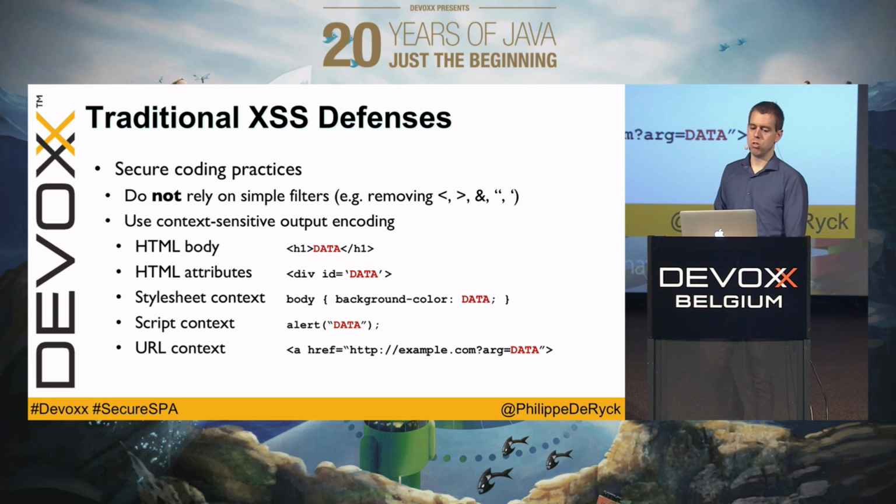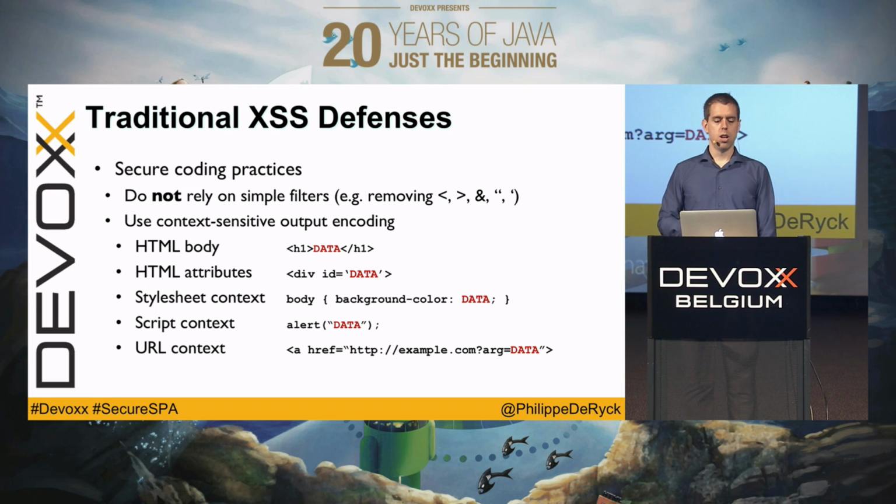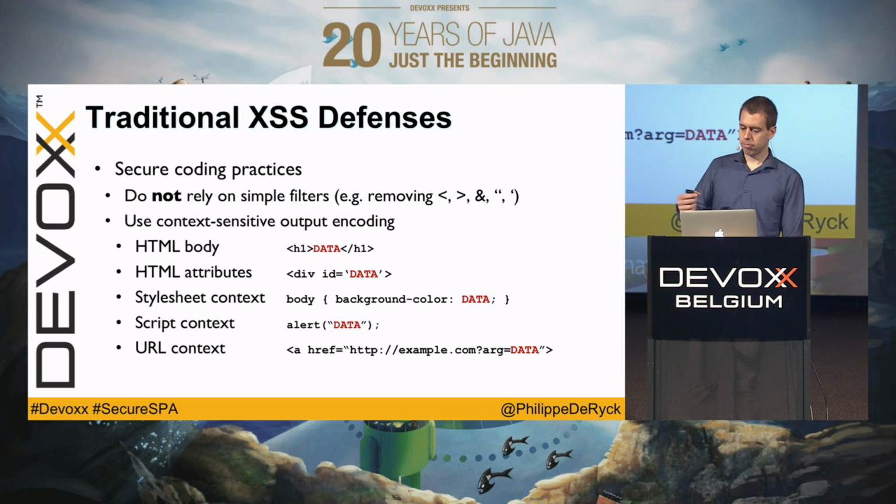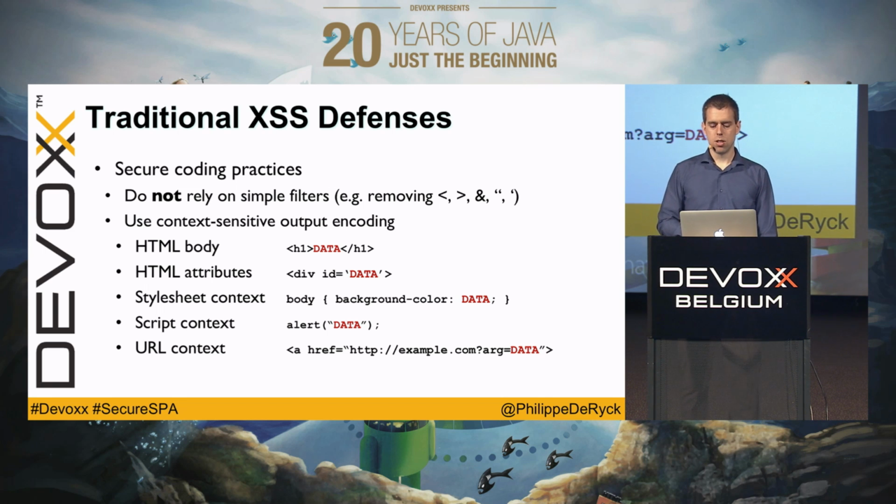What you should do is use a library that actually offers context-sensitive output encoding. Examples are the OWASP encoder, a Java library that does this. .NET has its own sanitization library, which is actually quite good. So this is how you should protect against XSS. This is how traditional web applications should protect against cross-site scripting. I'm coming to single-page applications in a moment.